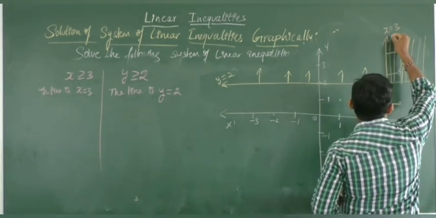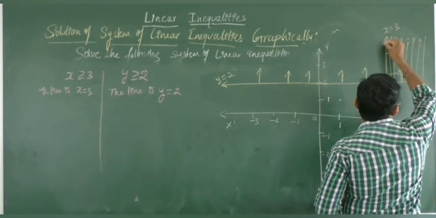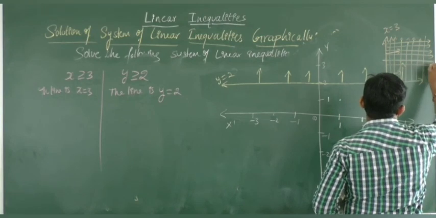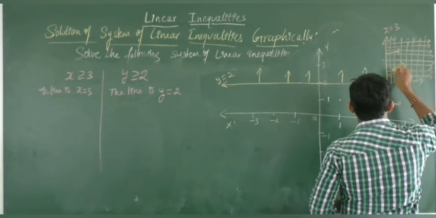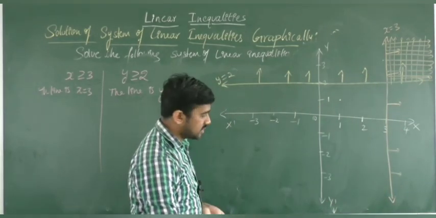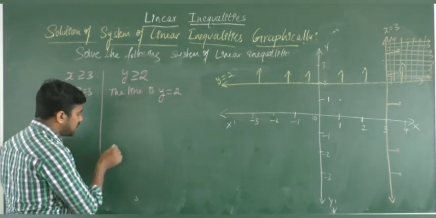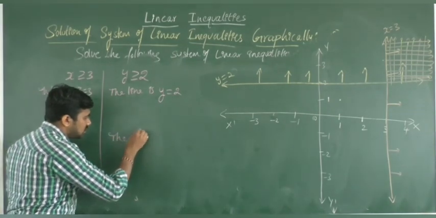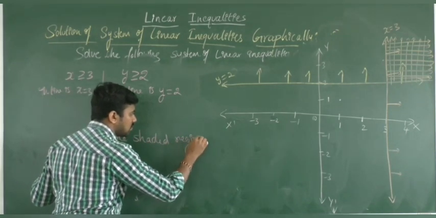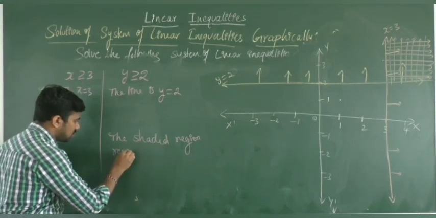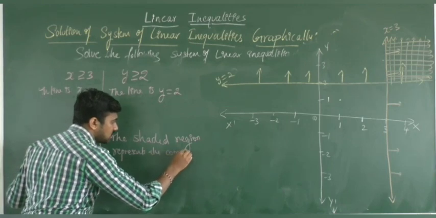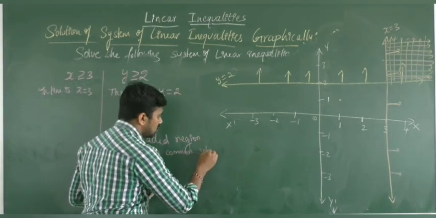You can draw the arrow marks like this, or you can shade this region. So the shaded region represents the common solution region. Write the conclusion that the shaded region represents the solution region or common solution region.